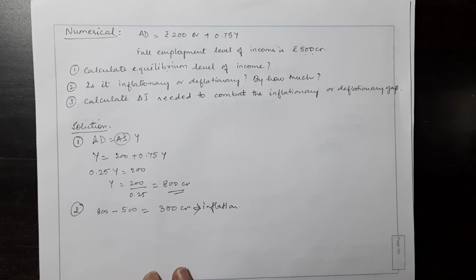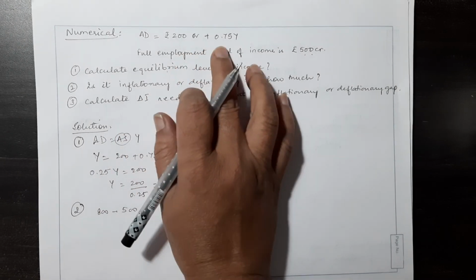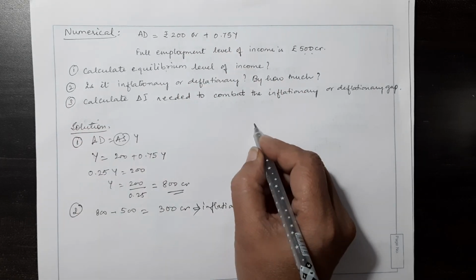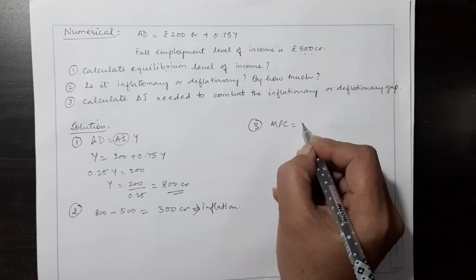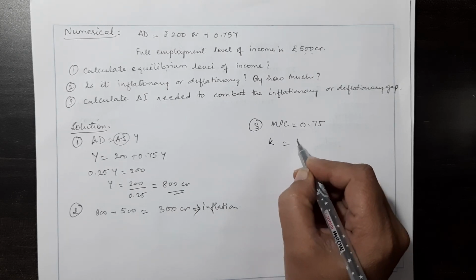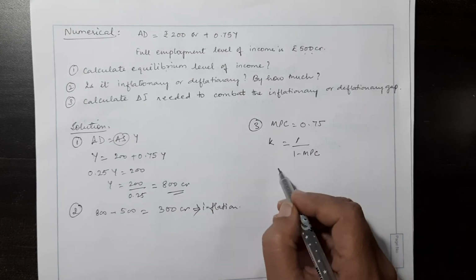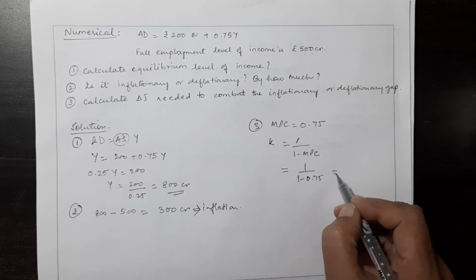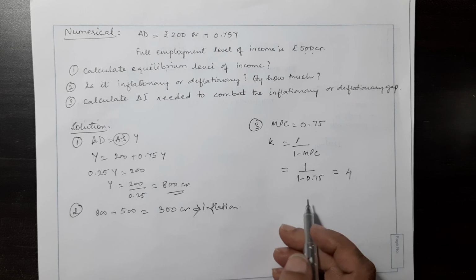Okay, so from the aggregate demand function, we find that the MPC is 0.75, isn't it? So this will help us to calculate the third part of the question. MPC here is equal to 0.75, and the investment multiplier K is equal to 1 by 1 minus MPC. So K will be 1 by 1 minus 0.75, which is 1 by 0.25, and this gives us 4.